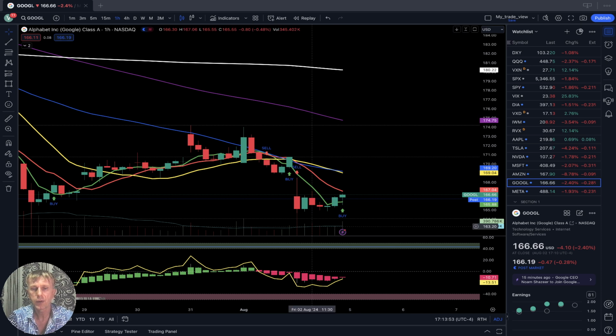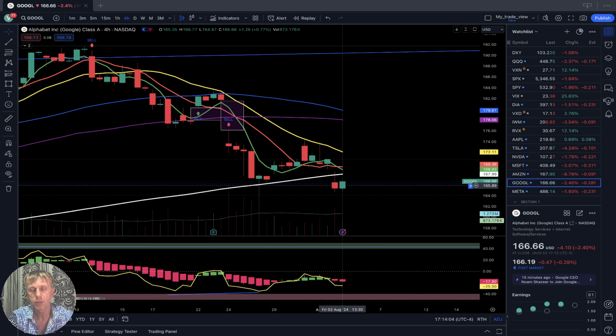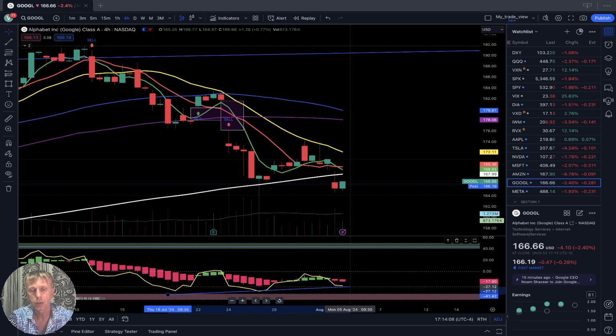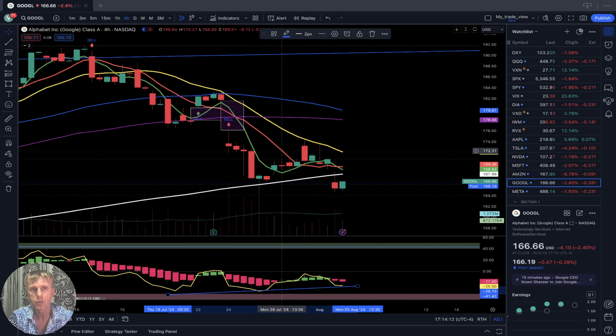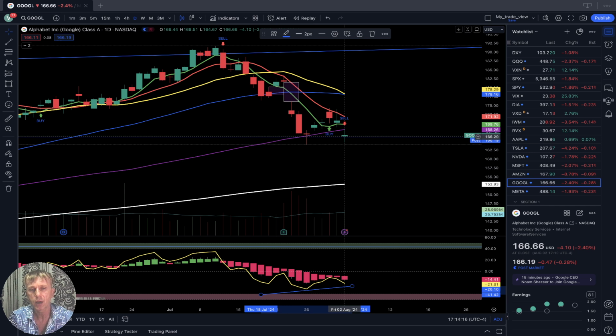Google minus 2.5%. 1 hour time frame, similarly did gap down, bearish trend on 1 hour time frame. 4 hours time frame, last bar below all moving averages, bearish trend. Bullish divergence on RSI, trend is bearish. And daily time frame, last bar below all moving averages except 200, it is bearish trend. Bullish divergence on RSI.